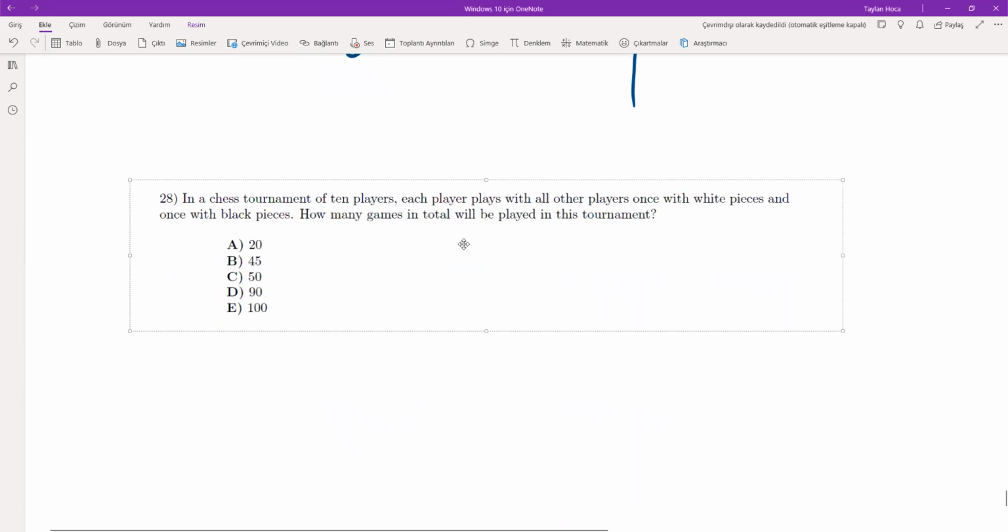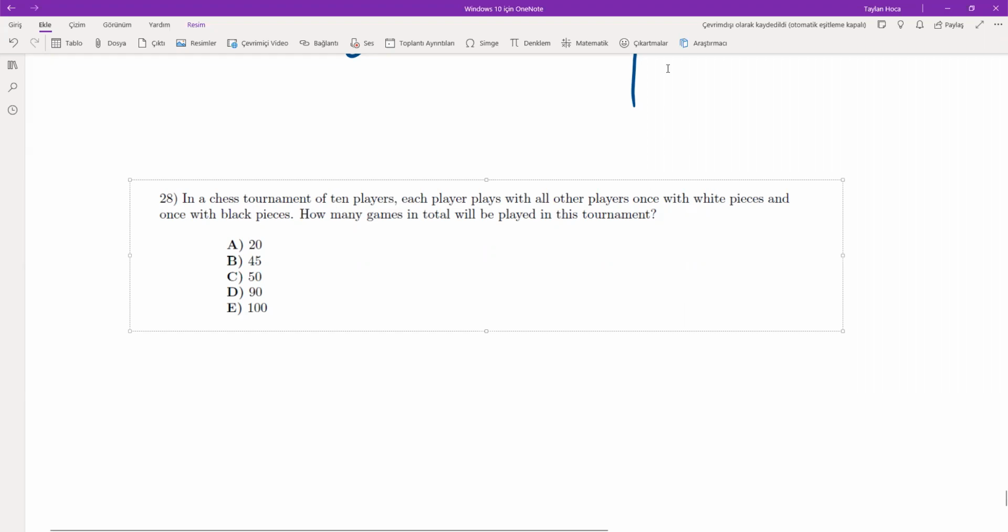Okay, last one. In a chess tournament of 10 players, each player plays with all the other players, once with white pieces and once with black pieces. How many games in total will be played in this tournament? I want to hear a solution proposal in this one, please. Just one of you, last question, one of you tell me. If you see that in the exam, what would you do?